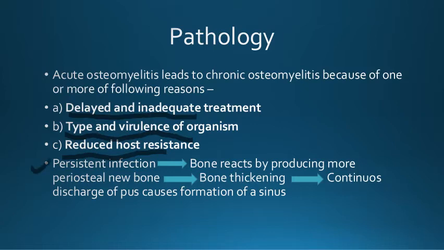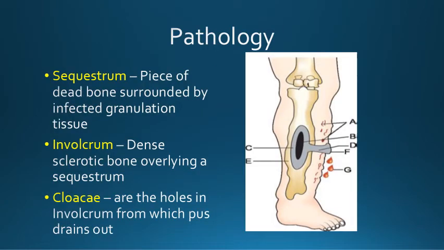So the sequence of events is: persistent infection is there, so bone reacts by producing more periosteal bone, then there is bone thickening, and there is continuous discharge of pus causing formation of a sinus. So there are a few parts of chronic osteomyelitis which are very important. First is the sequestrum. Sequestrum in short is a dead piece of bone.